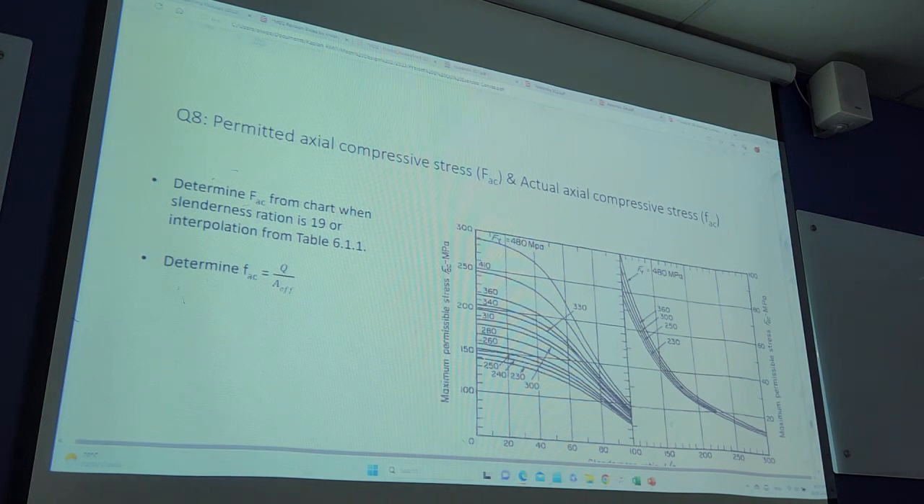Now we come to this: permitted axial compressive stress and actual axial compressive stress. Over here the formula is given. This is your actual axial compressive stress. Q just now is mg, remember? Q we know is the mass of your lug. And then area just now you found out from the table. So I just give it a try.